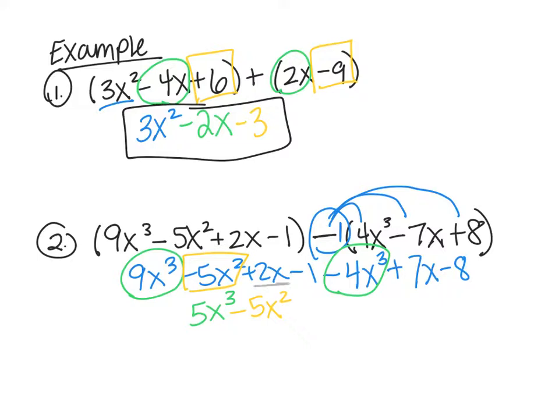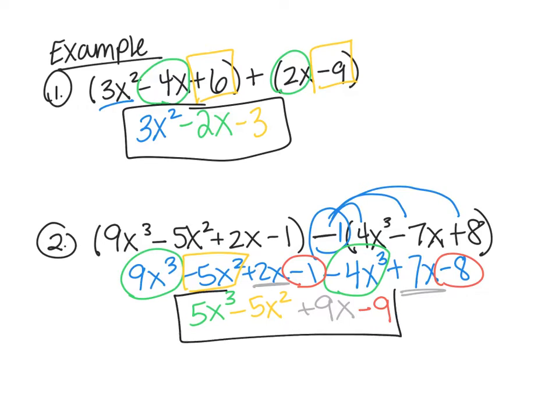I'm going to have a 2x and a 7x, gives me 9x. And then finally, I'm going to have my negative 1 and my negative 8, which gives me a negative 9. And then I have my simplified polynomial.